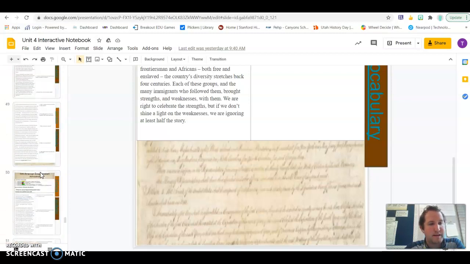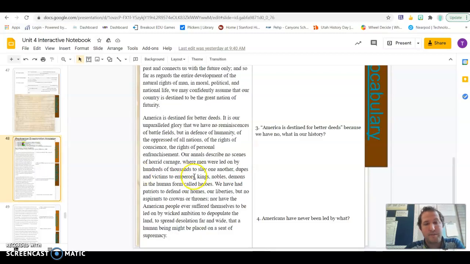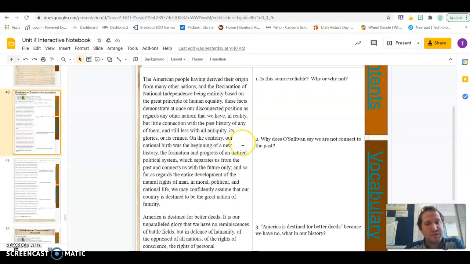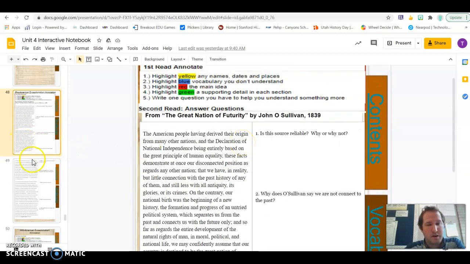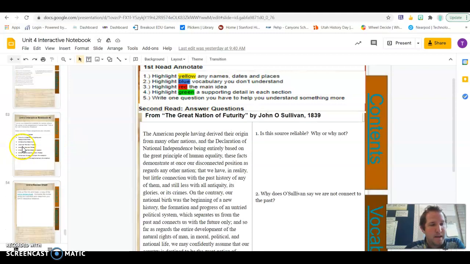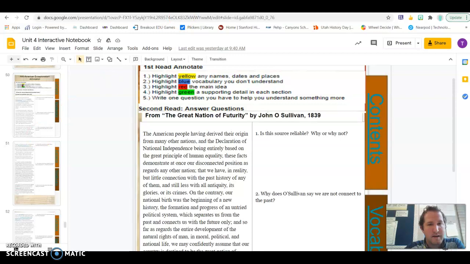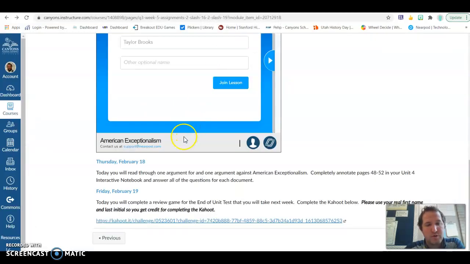We'd usually have you write an essay, but we are not having you do that this year. So we just want to introduce you to some of the arguments for and some of the arguments against the idea of American exceptionalism. And then that is really the end of Unit 4 and learning new things for Unit 4. So your activity for Friday will be to complete a Kahoot.